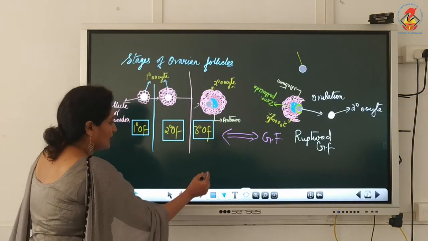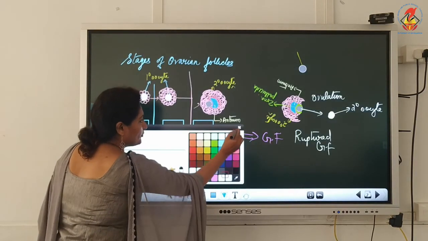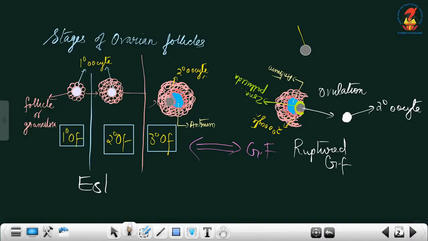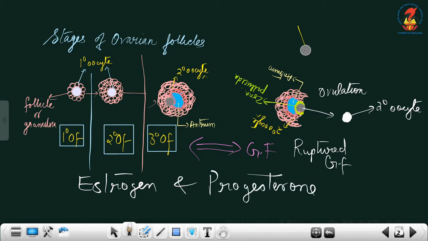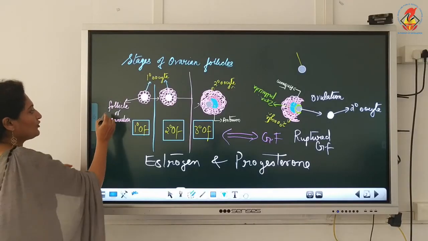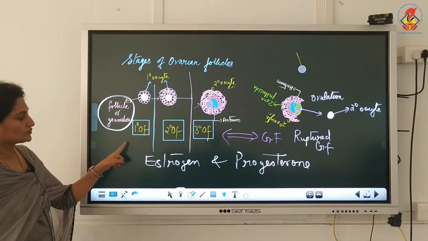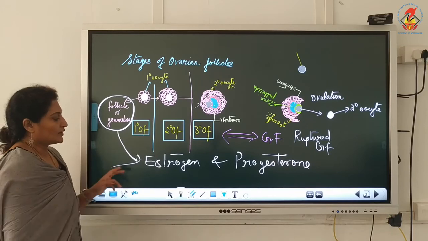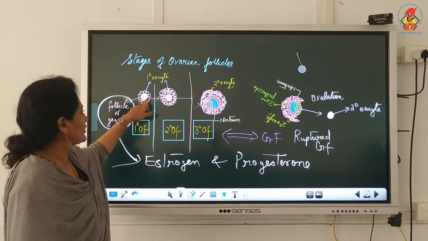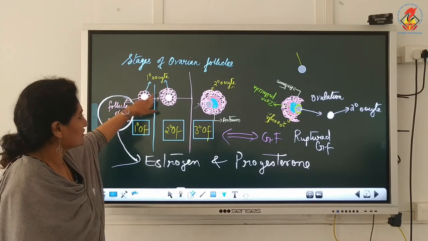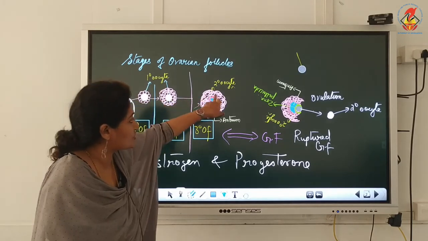Okay, now I have to mention the endocrine part of the ovaries. Now we told there are two hormones, namely estrogen and progesterone. Now the source of estrogen are the follicular cells. So the estrogen is produced by the follicular cells. See here, estrogen is produced here, here more estrogen is produced, here maximum estrogen is produced.